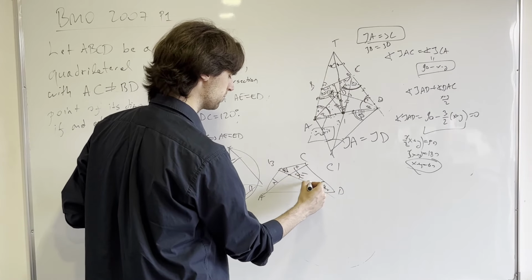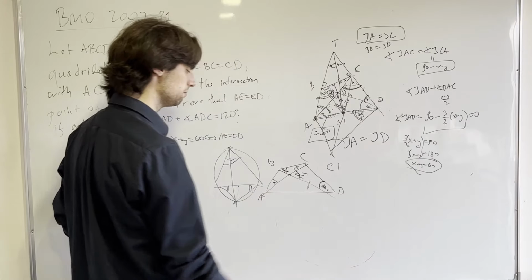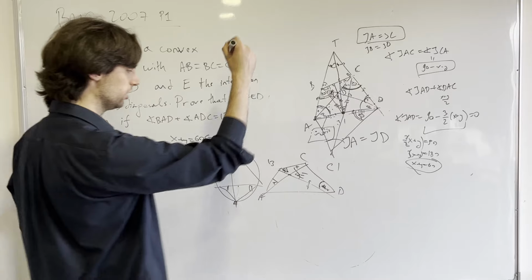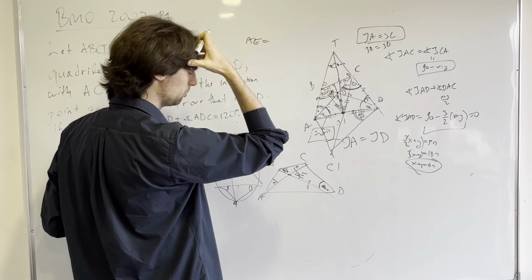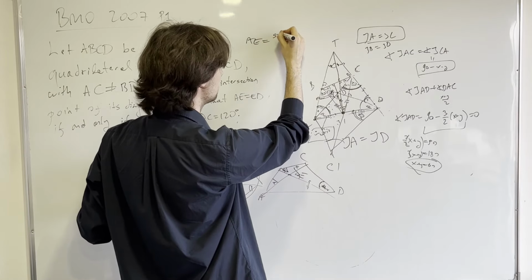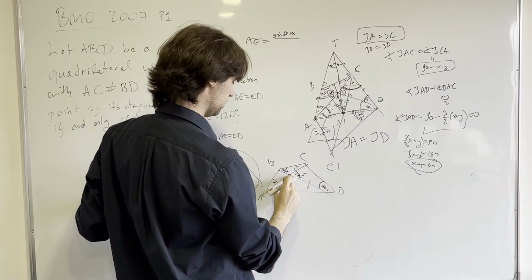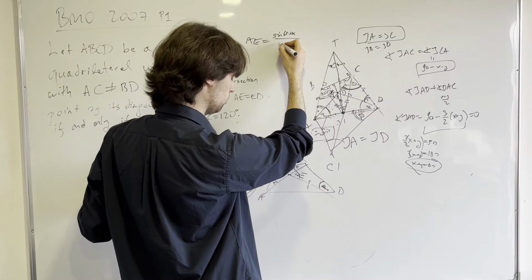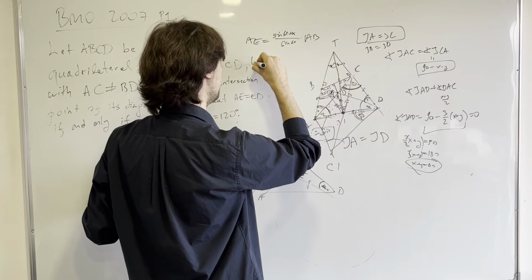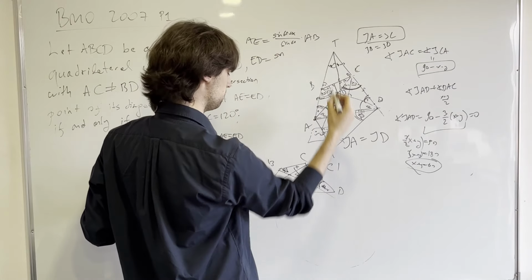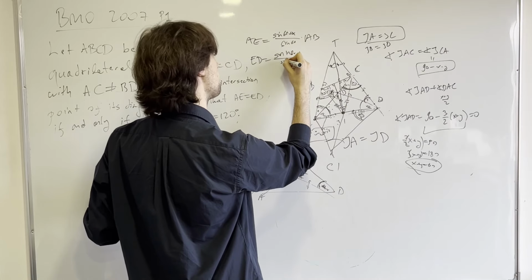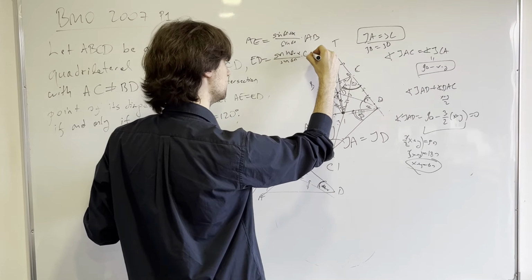I need to prove that ED is EA. Let me calculate that trigonometrically. I have CD is AB. So AE is equal to sine of 60 plus x over sine of 60 times AB, and ED is equal to sine of, now 60 minus x plus 60, 120 minus x over sine of 60 times CD.